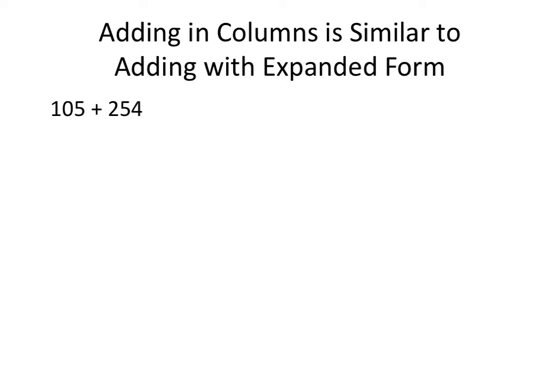So adding in columns is similar to adding with expanded form. Here's what I mean, if we look at these two numbers right here that we're adding, right? You'd say, well, 105 in expanded form would be 100. Now, generally speaking, you'd say, well, plus 5, right? Now, to keep track of all of the place values, we may want to show the plus 0, 0 for the tens place value because for formal expanded form, we would have skipped that. But when we're adding, we would want to see that right there.